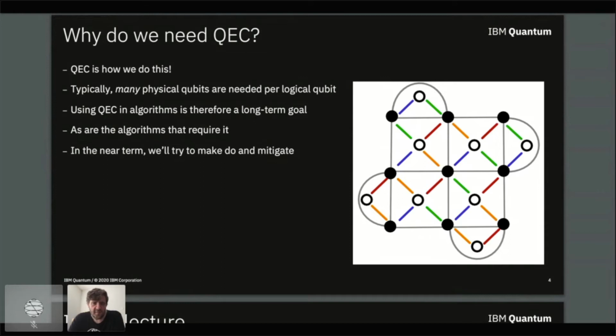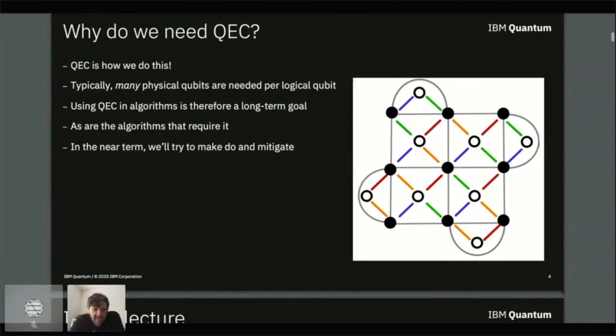At the moment, we're doing proof of principle experiments on error correction, but we are getting better and better to show better and better logical qubits. But in terms of actual applications in the near term, we imagine more that we will try and make do and mitigate. So we will not try and use logical qubits, but we'll use the physical qubits that we have and just try and mitigate errors by less formal techniques than we do for quantum error correction. So this is an overview of why we need quantum error correction.